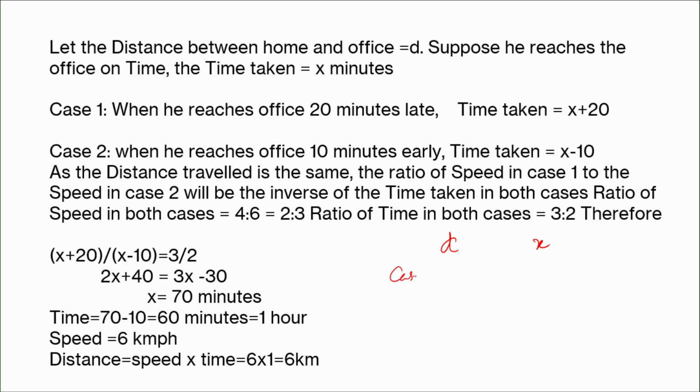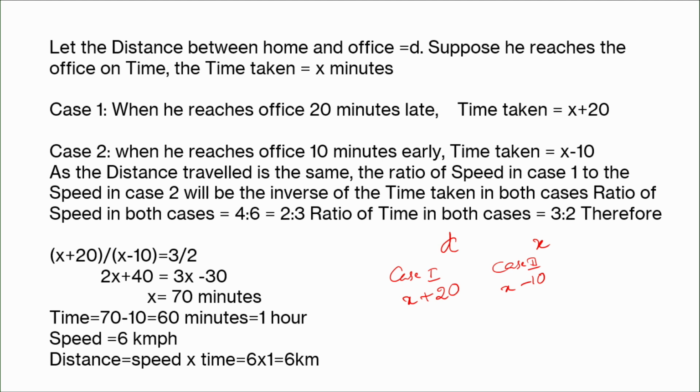In case 1, he reaches his office 20 minutes late. The right time is x minutes. 20 minutes late means he has taken 20 minutes extra time. So, that is x plus 20, correct? When you take case 2, when he increases speed to 6 km/h, then he reaches his office 10 minutes early. Early means the time taken is x minus 10. Do you understand? Here x plus 20, x minus 10.